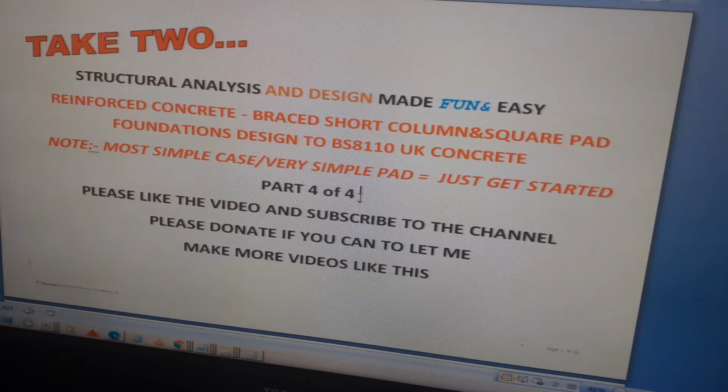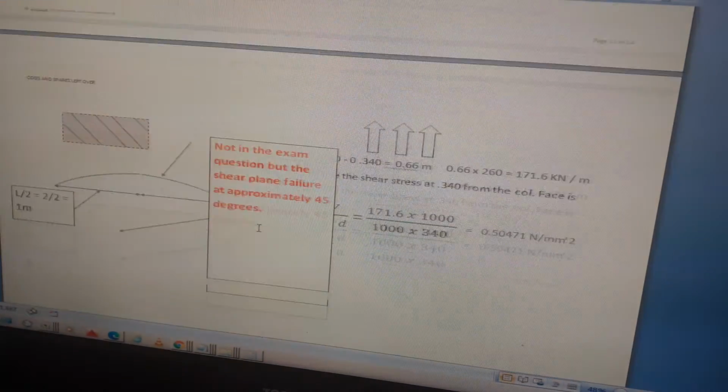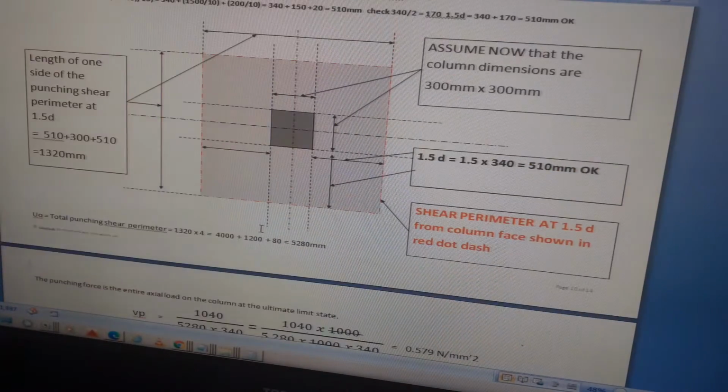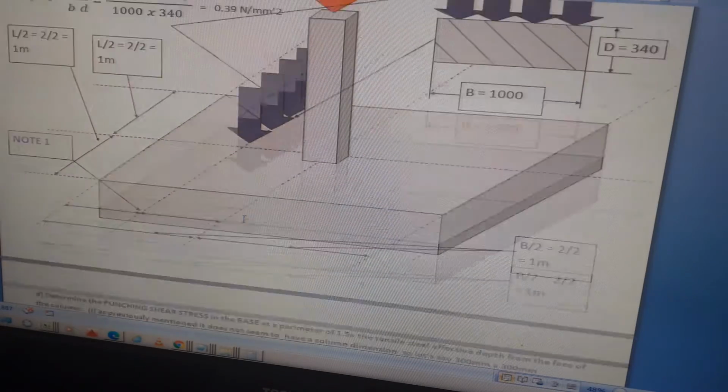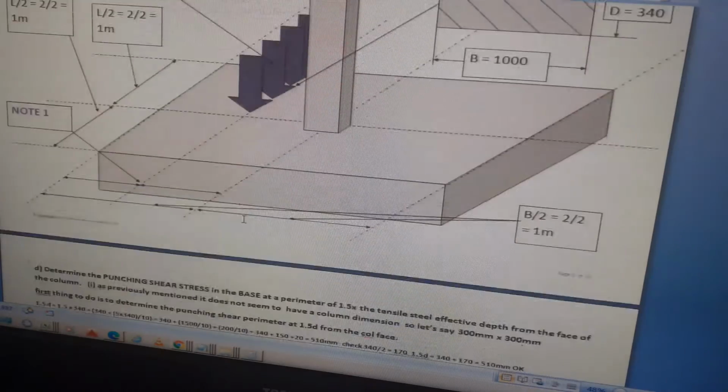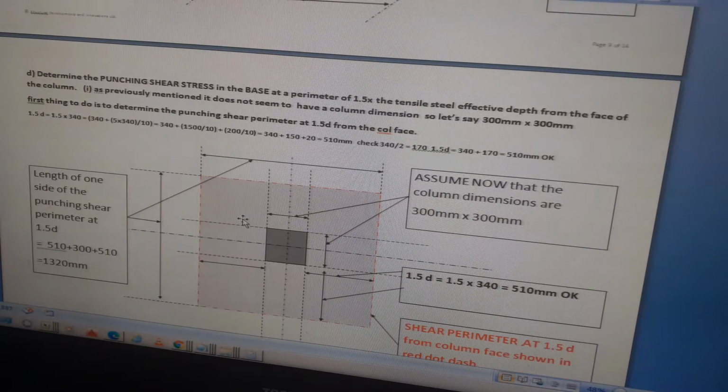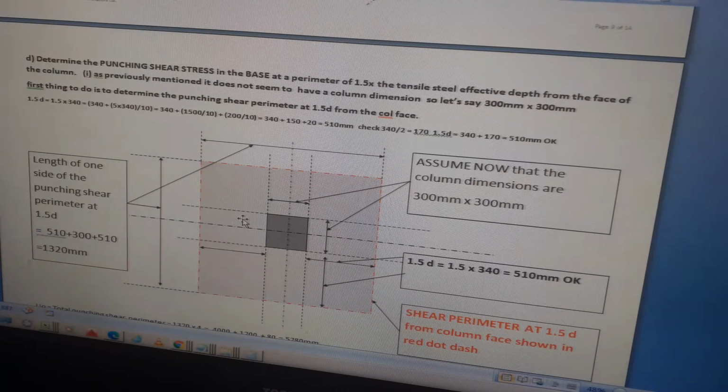So, this is part of a playlist. In the other videos, we worked out the ultimate loadings on the column, and the bearing pressure under the pad foundation. And we worked out the shear stress along a line from 1.5D from the face of the column. So all that is in the previous videos. In this video, this is just the last one.